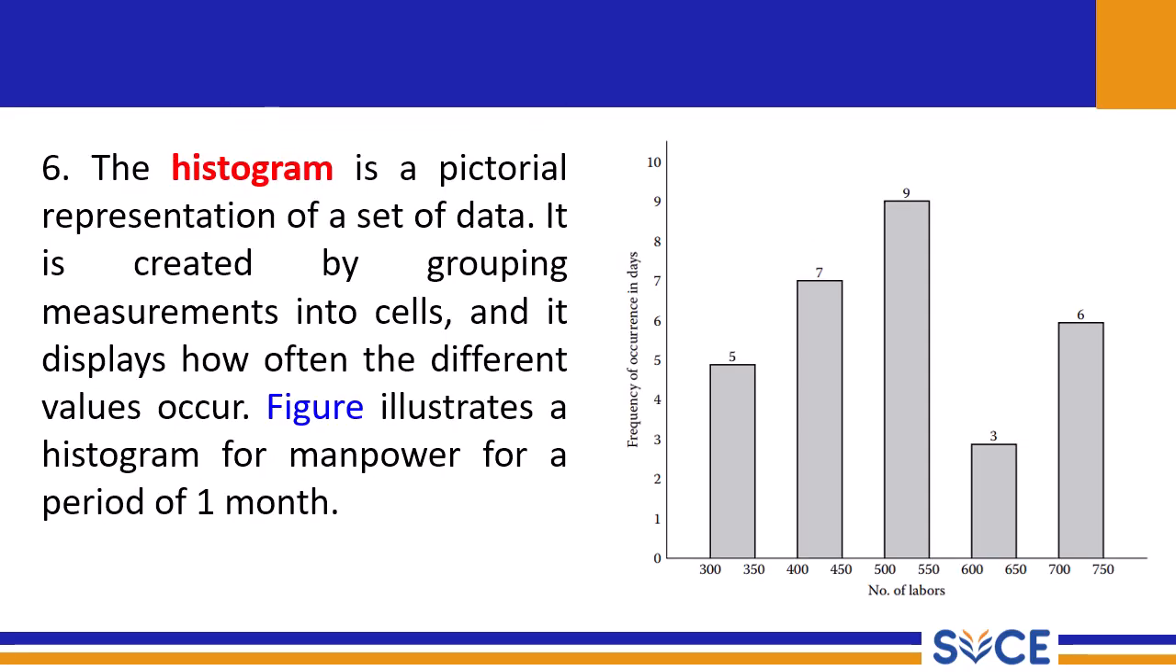Histogram. A histogram is a pictorial representation of a set of data. It is created by grouping measurements into cells and it displays how often the different values occur. So you can see the graph, the different bars that have been drawn here. This is one illustration of manpower versus frequency of accident occurrence. This is a method of pictorially representing data, and from this we can arrive at some correlation and we are able to control the project.